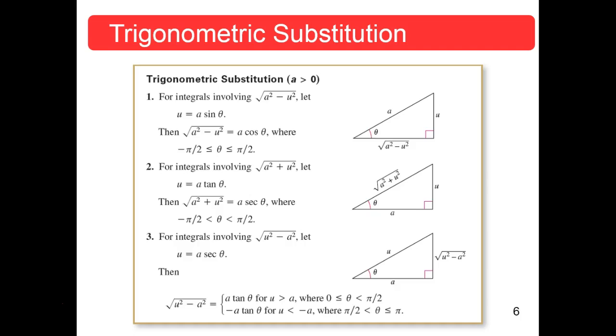So that's what they're showing here. When you have this kind of form, you're going to use u equals a sine theta. Rewrite that as sine theta is u over a. Put your theta in there, u over a. Well, guess what? What is this remaining side down here?